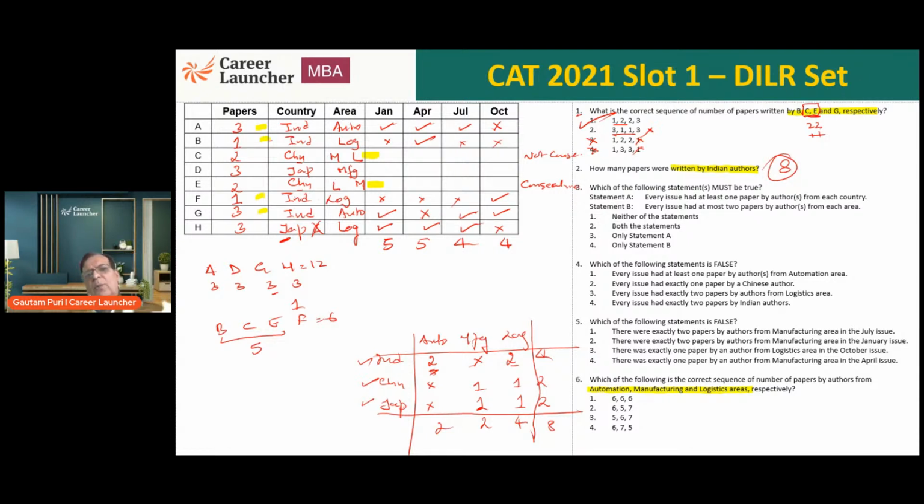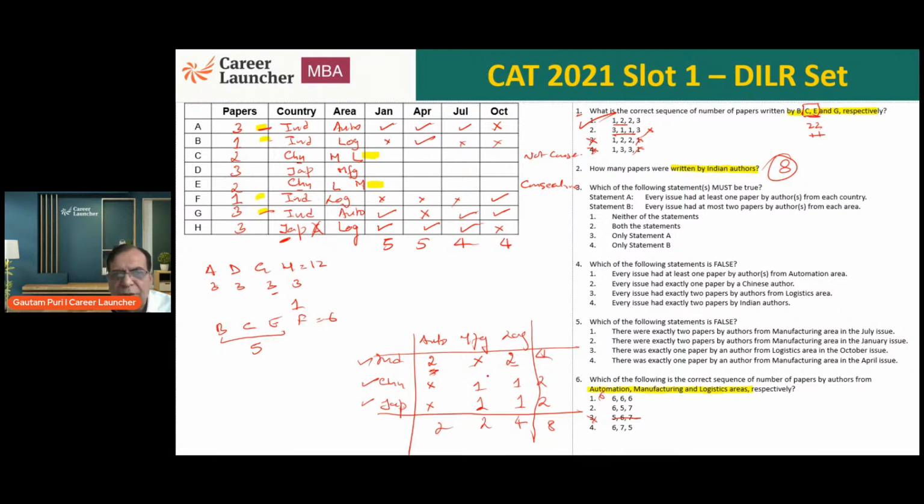But let's look at question number 6 nevertheless. Okay. Because automation is complete. The first one is automation. How many automation? Automation are only 2 Indians. How many authors, how many papers by automation? 3 and 3, 6. It is 6. Does not help me much. Okay, let me look at automation is 6.